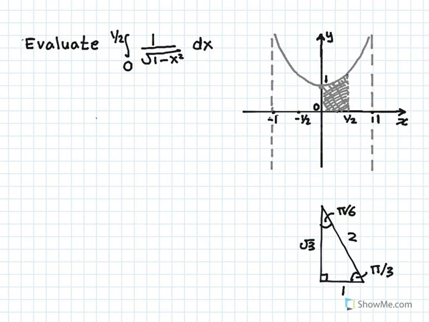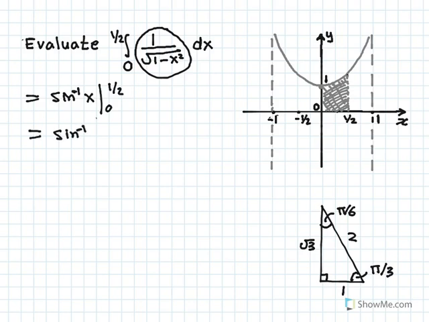All right, let's look at another example. Here we have the integral from 0 to 1/2 of 1 over the square root of 1 minus x squared dx. So what is the antiderivative of 1 over root 1 minus x squared? What is the function whose derivative gives us 1 over root of 1 minus x squared? That is clearly arcsine, sine inverse of x, evaluated from 0 to 1/2. That's going to be sine inverse of 1/2 minus sine inverse of 0.